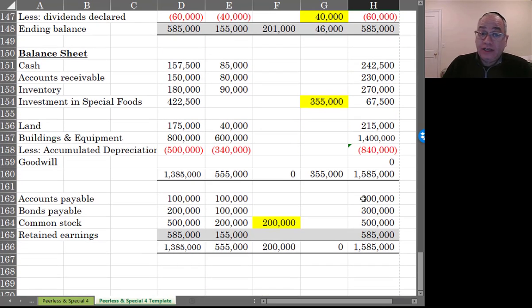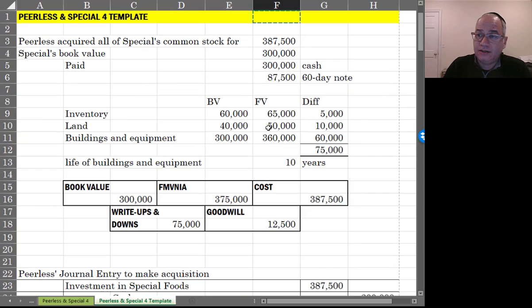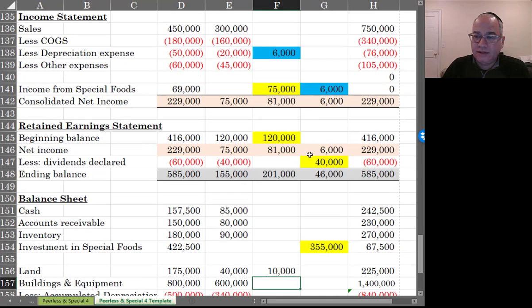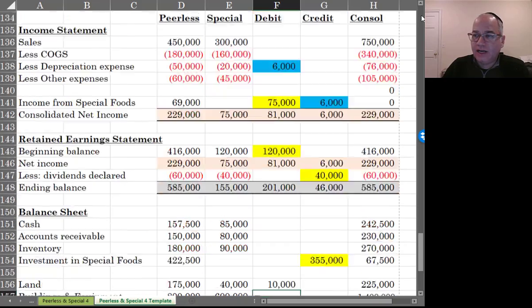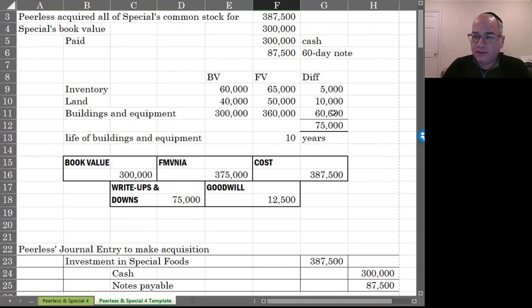Next, we do our additional write-ups. Originally I wrote up inventory, but the inventory is gone, so I don't have to write that up anymore. I've got some land here, and the land needs to be written up by $10,000. The buildings and equipment need to be written up by $60,000. I'll get to the depreciation in a moment.